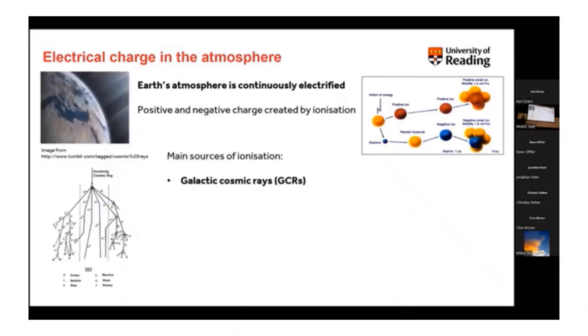In our atmosphere, there are two sources of ionization. The first is from galactic cosmic rays. These are highly energetic particles from basically outer space, from outside our solar system, and they enter Earth's atmosphere from above.